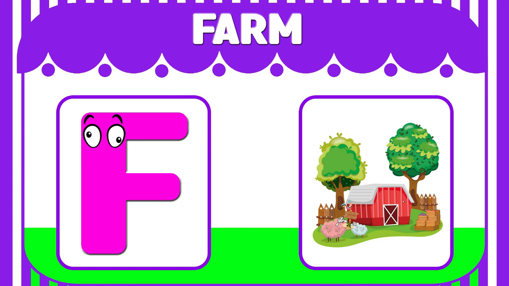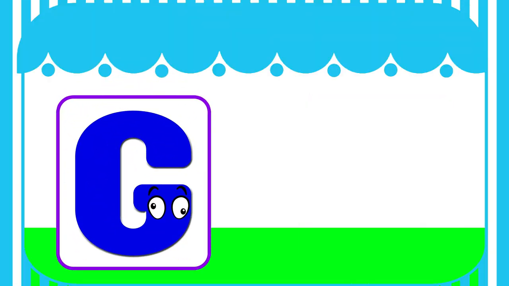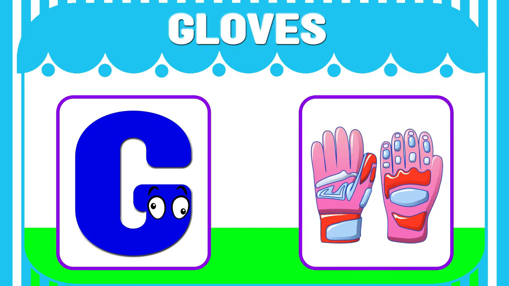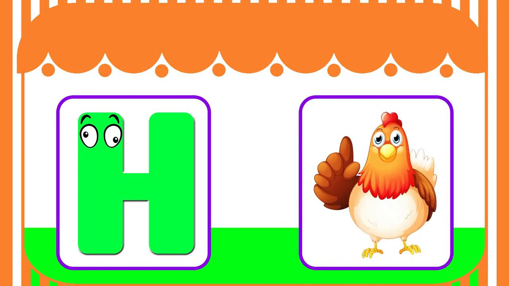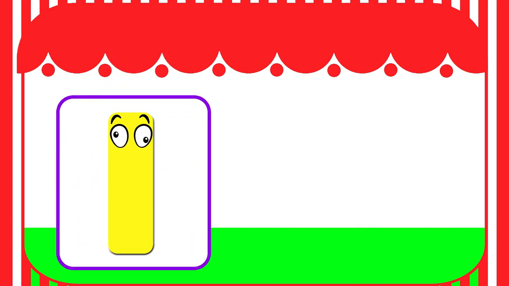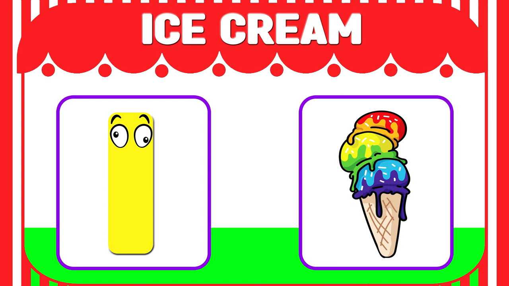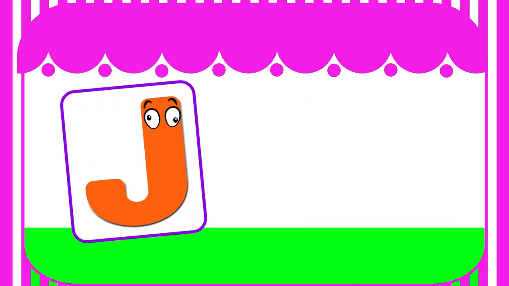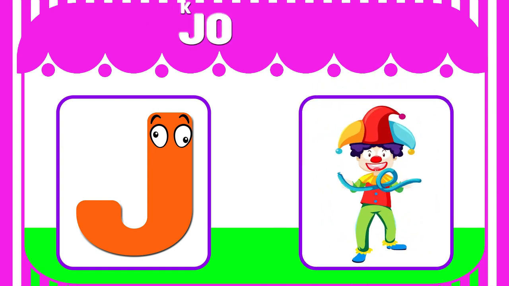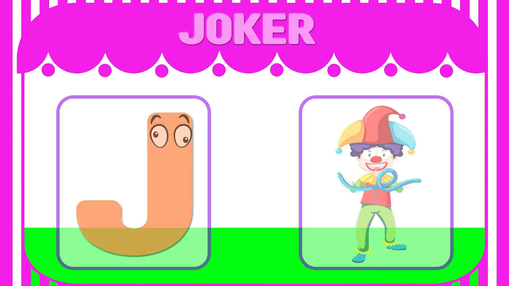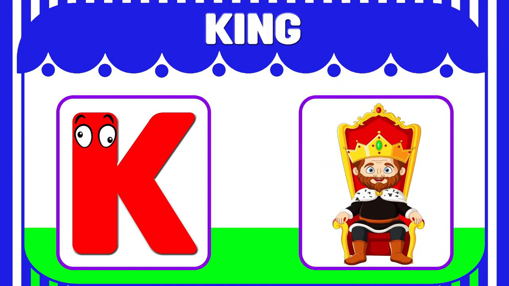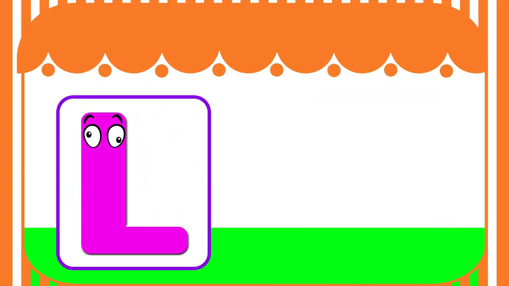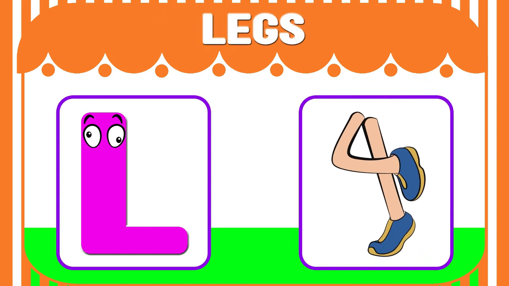F for farm. G. G for gloves. H. H for hen. I. I for ice cream. J. J for joker. K. K for king. L. L for legs.